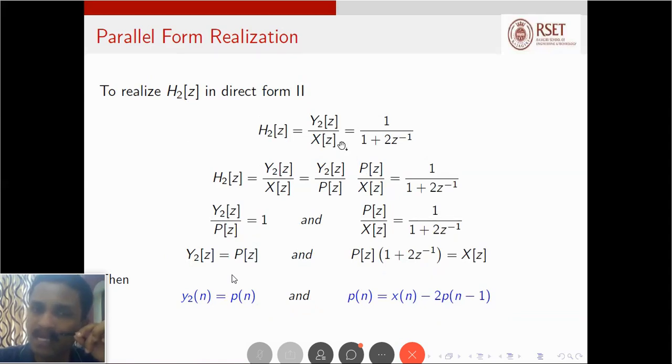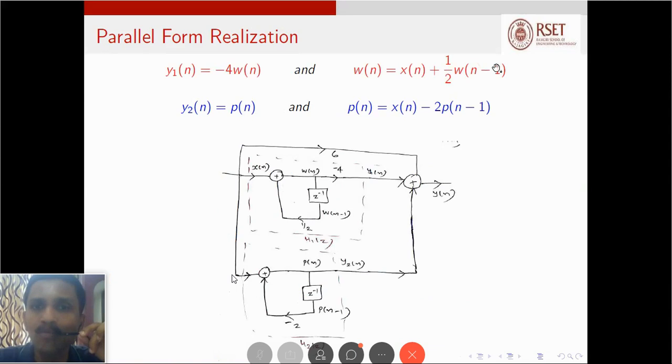In the case of direct form 2 of h2 of z, I am writing h2 of z as y2 of z by x of z. That is equal to 1 divided by 1 plus 2 z inverse. h2 of z is equal to y2 of z by p of z into p of z by x of z. Actually, the p of z is not shown in that particular figure. Then y2 of z by p of z is equal to 1, and p of z by x of z is equal to 1 divided by 1 plus 2 z inverse. Then cross multiply this term, y2 of z is equal to p of z, then p of z into 1 plus 2 z inverse is equal to x of z. So y2 of n is equal to p of n, and p of n is equal to x of n minus 2 p of n minus 1, which means we obtain 4 equations, 2 for h1 of z and 2 for h2 of z.